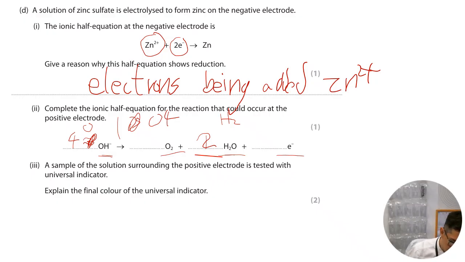We also have to make the charge balance. Can you see the total charge is 4 minus? You've got 4 of them, so therefore we need 4 electrons, and that's the balanced equation.